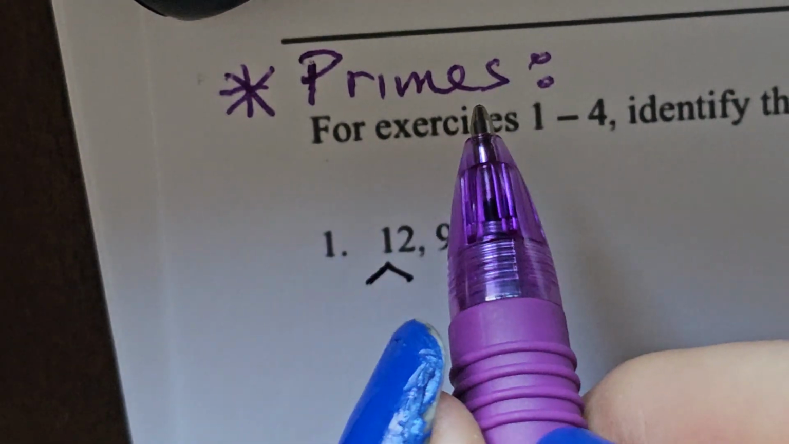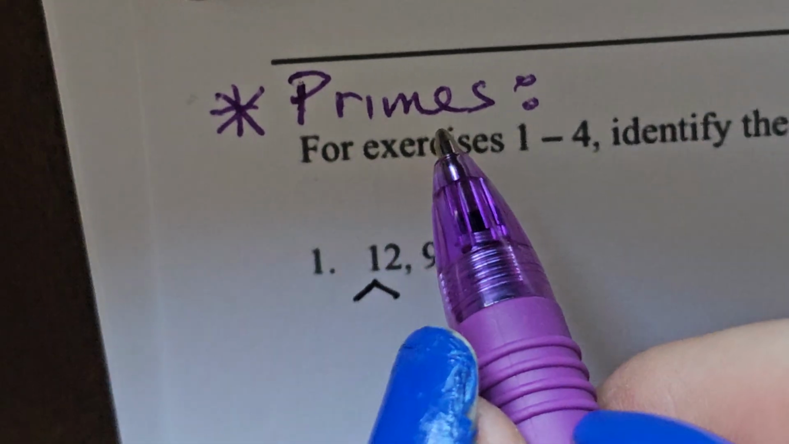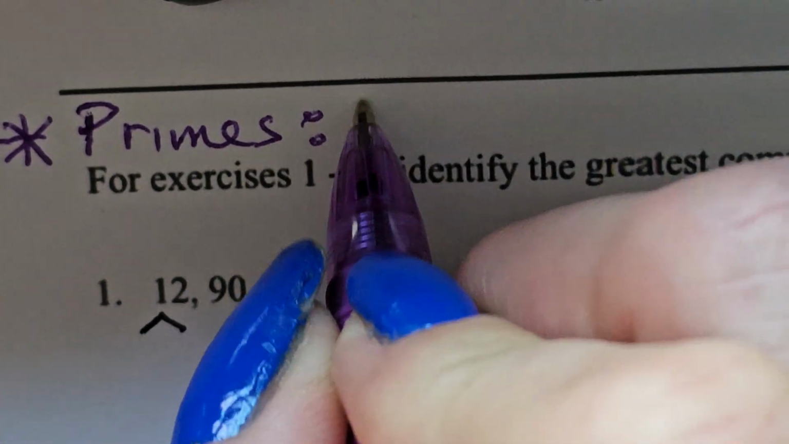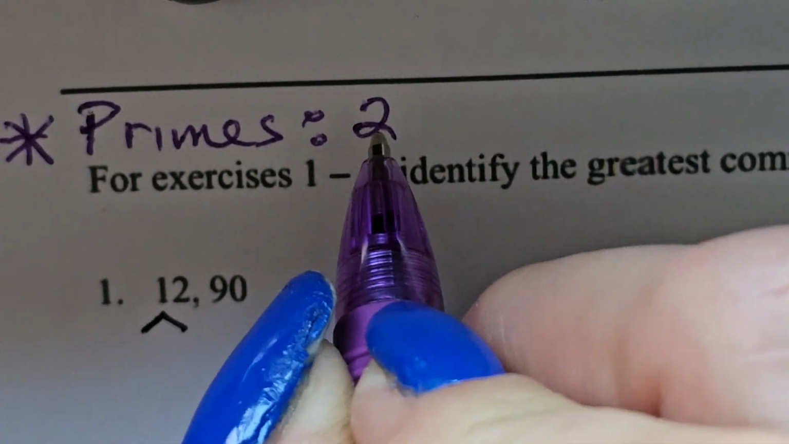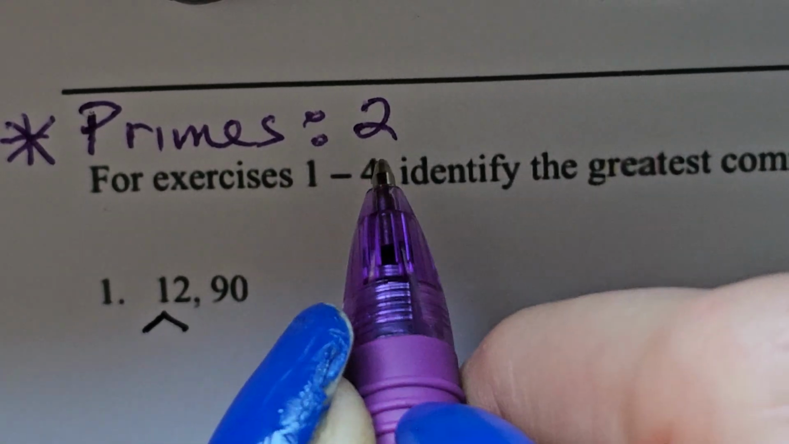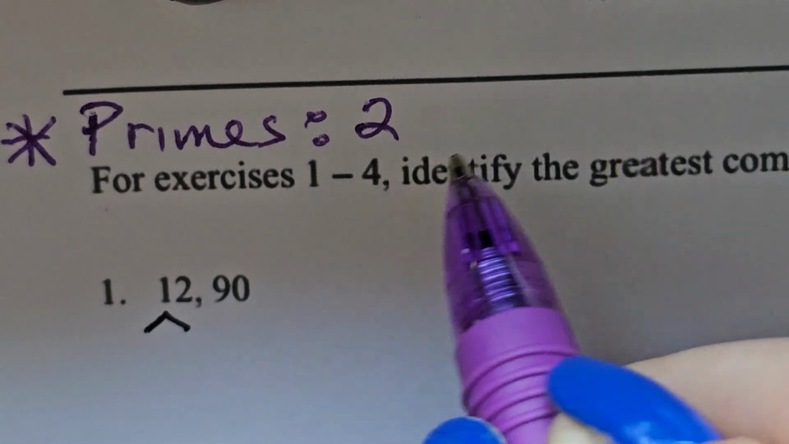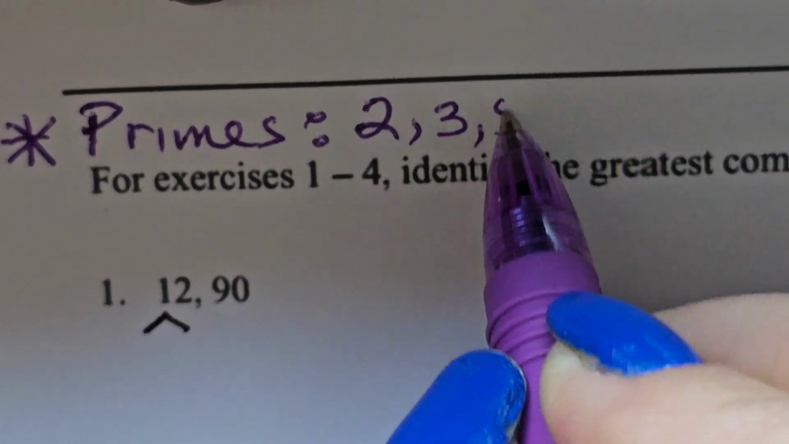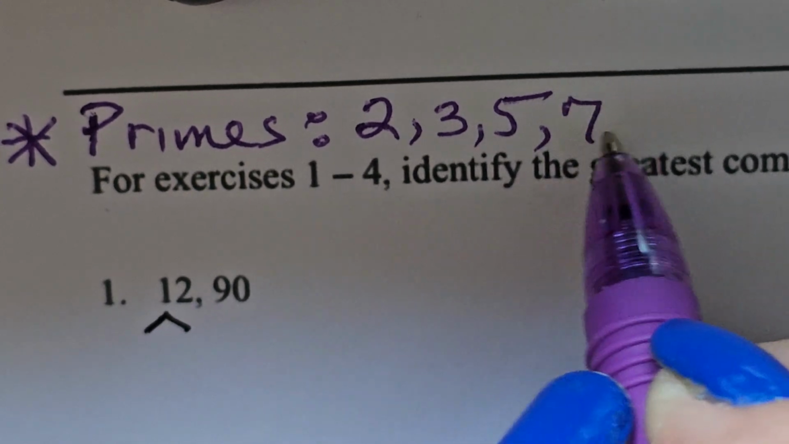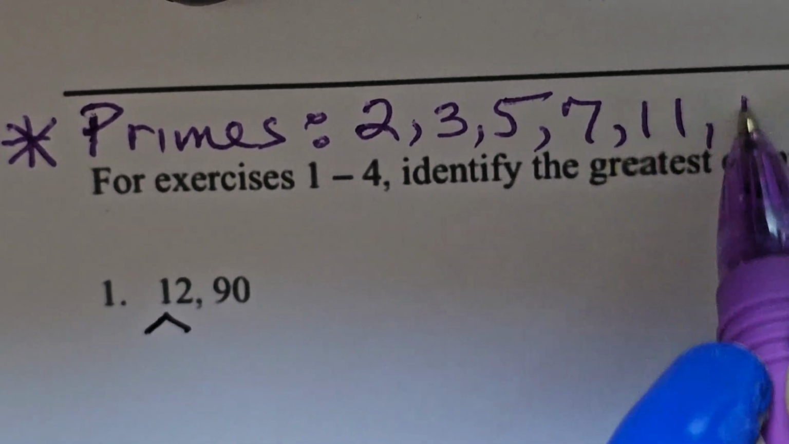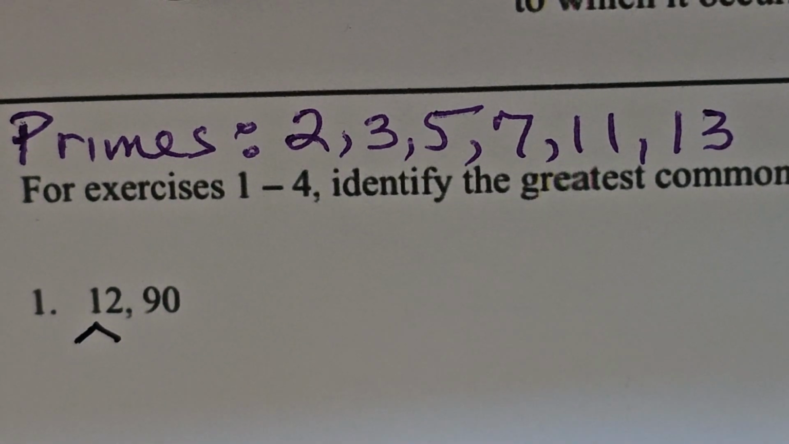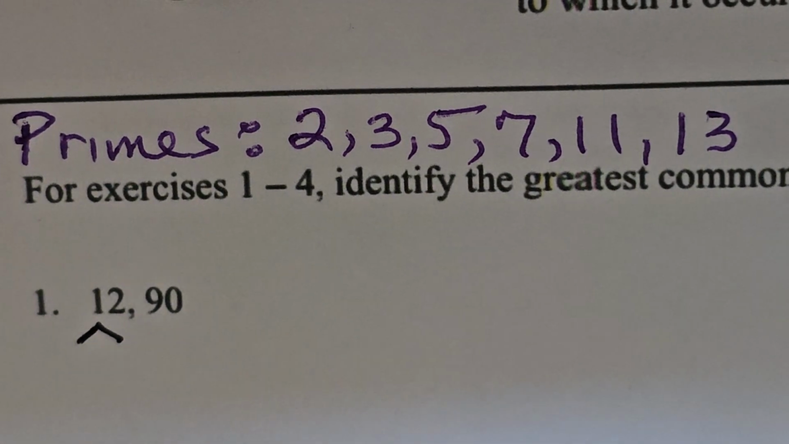Remember, the definition of primes are numbers that are divisible by 1 and themselves only. So 2 is a prime. It's the first prime. It's the smallest prime. It's always the prime I start dividing by. 3 is a prime. 5, 7, 11, 13. So you can always start with these, and these are going to help you with most of your problems.